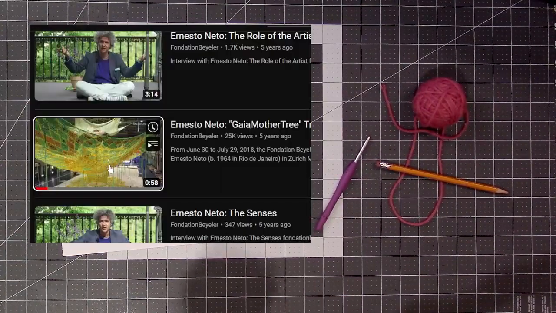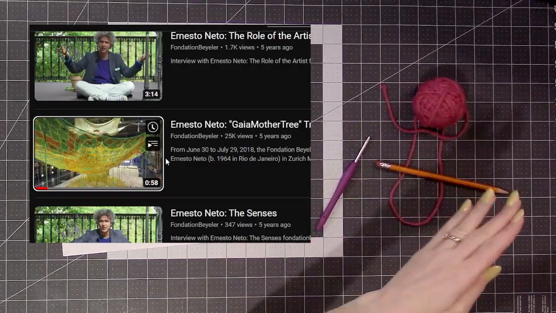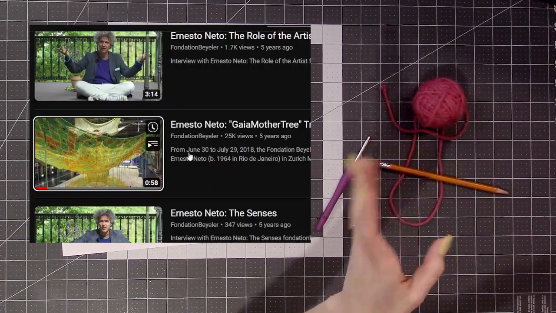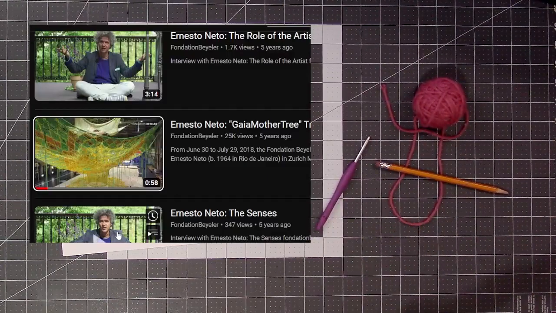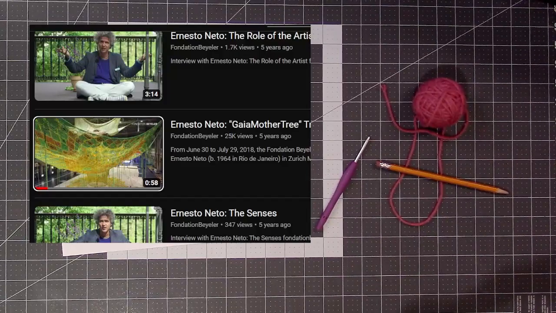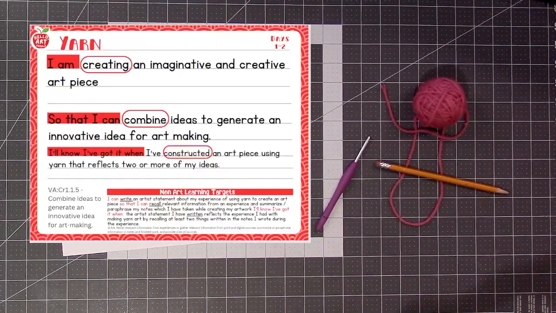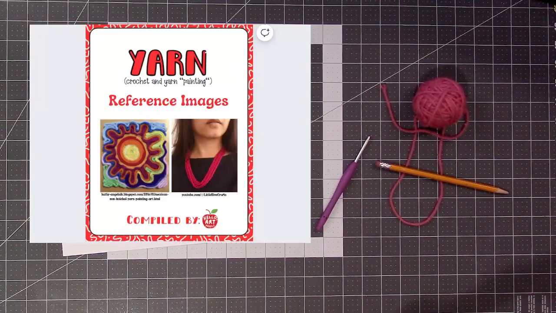Before we get on to the next step of this lesson, we're going to pause the video here and go over to watch this video, Ernesto Neto. And this is going to show you one of his art pieces. He's our inspiring artist for this lesson. All right, now that we have watched that, we are going to look at our reference images. So if you are a bear, you can get out the reference images for your table and you guys can look through those.